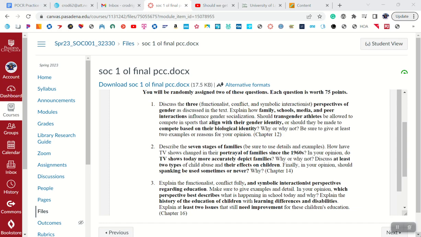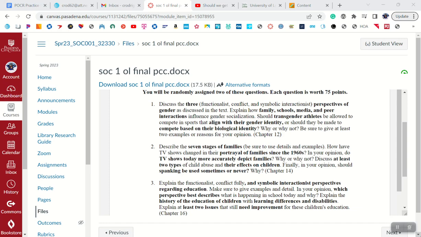Explain how family, schools, media, and peer interactions influence gender socialization. In the chapter, there is a discussion about gender socialization, how we learn to be a male or a female, how we learn gender, essentially. And of course, family, schools, media, peer interactions, these all influence the way that we learn to, quote, do gender.